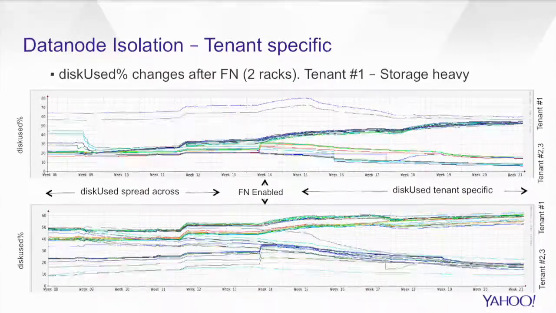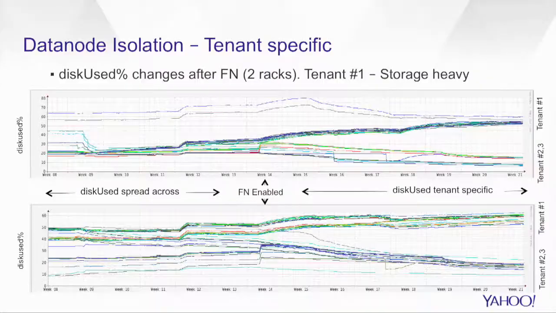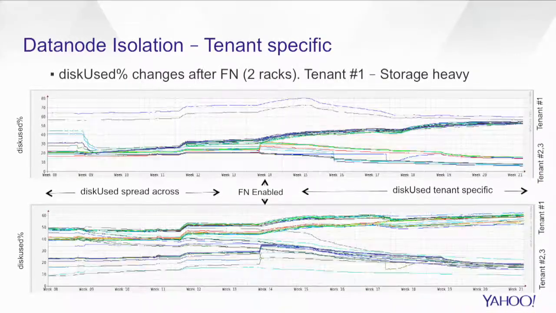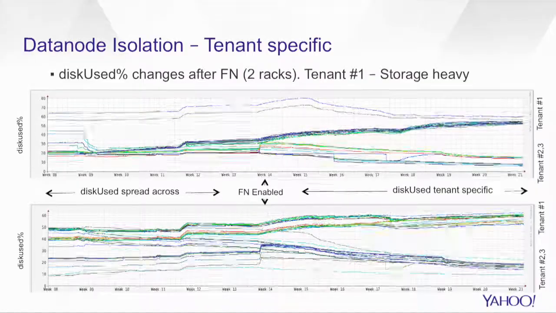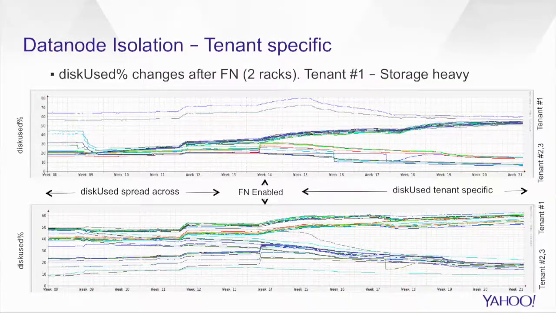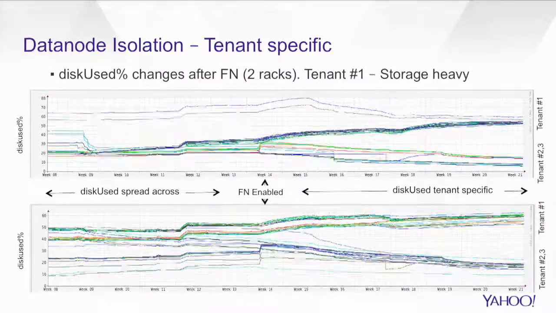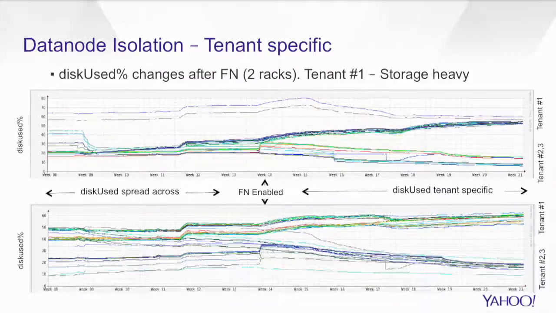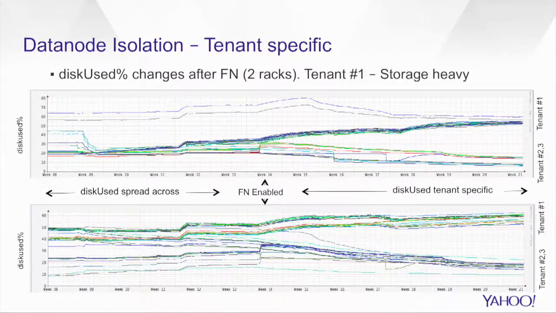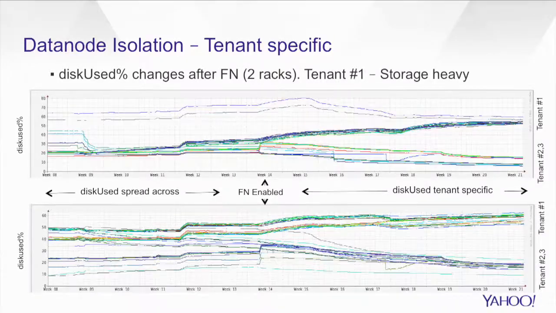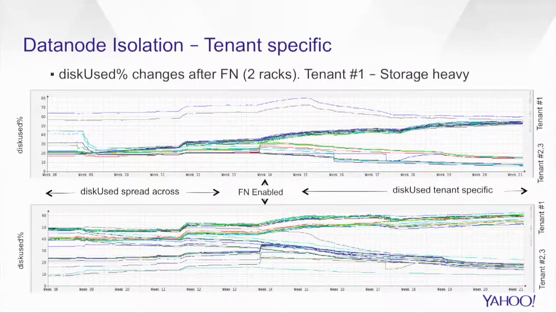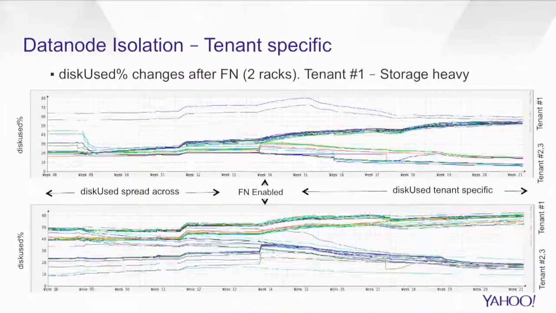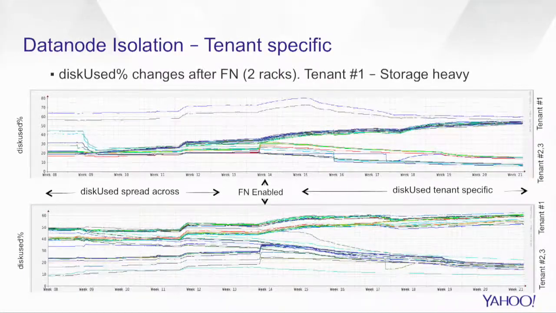They're very, very lightweight. Before we had favored nodes, the disk used percentage was more or less uniformly distributed. It doesn't really correspond to anything because the block locations are chosen based on whatever HDFS decides. After we have favored nodes, the disk used percentage matches the tenants' characteristics: 50 to 60% usage for tenant 1 and about 10 to 20% for the others. During this whole period, for both groups, the table size and the region size were pretty much constant. Now we have isolation at the data node level, even if it is on the same rack.